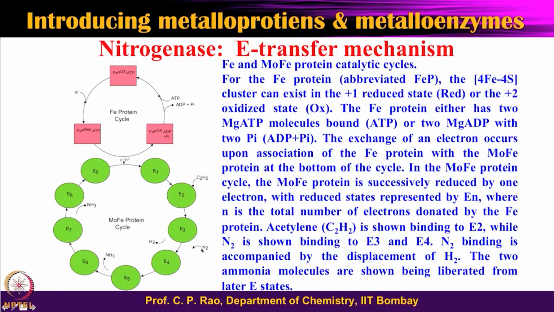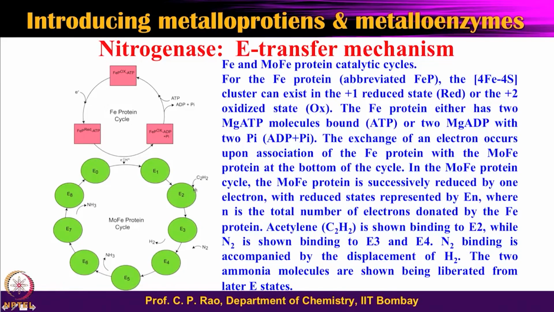So, somewhere around the E3 case, when one more electron comes, then nitrogen comes, or you can have C2H2 also. If it is C2H2, initially it will go as C2H4, if it is H plus then it will go as H2 and then nitrogen comes. So, with the nitrogen coming, 1, 2, 3 electrons are given. So, E3, E4, E5, one NH3 comes out. Then E6, E7, E8, one more ammonia comes out and then it returns back. So, you have the electron transfer cycle very well.